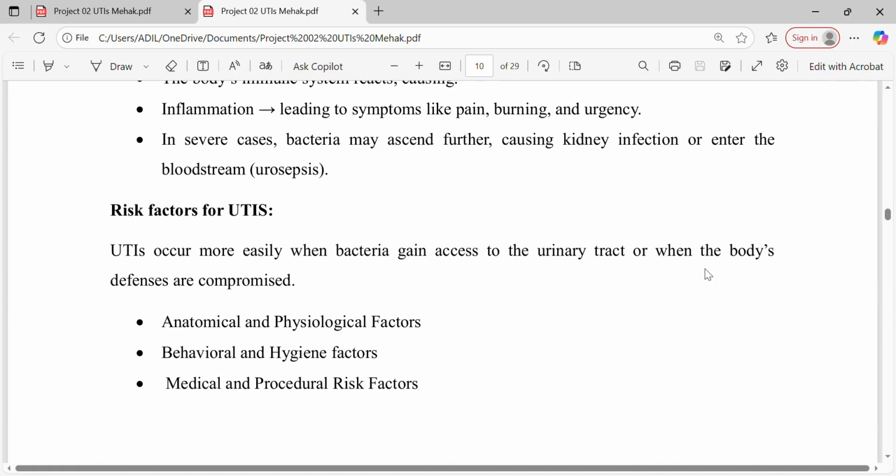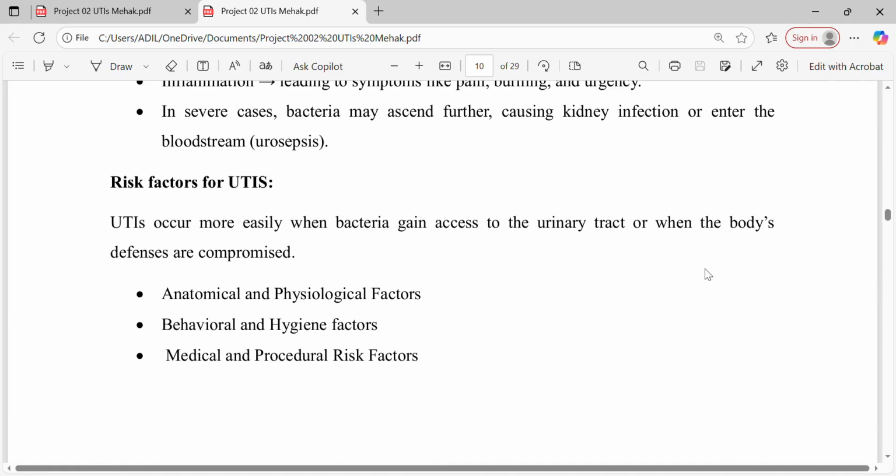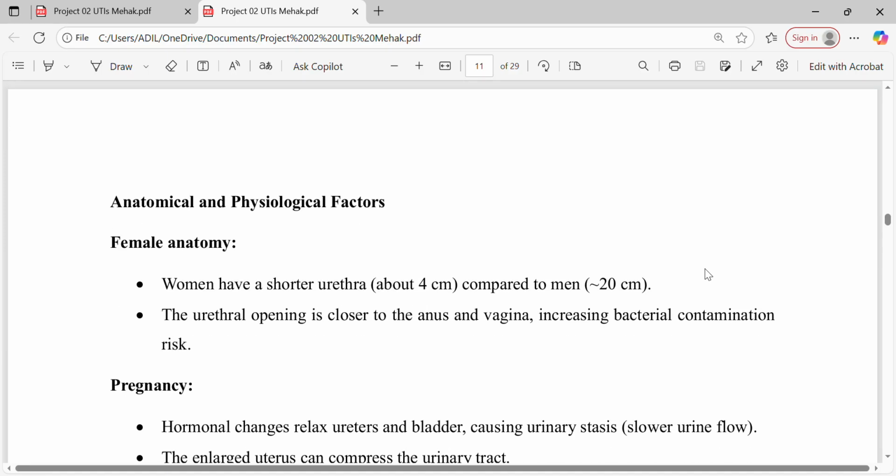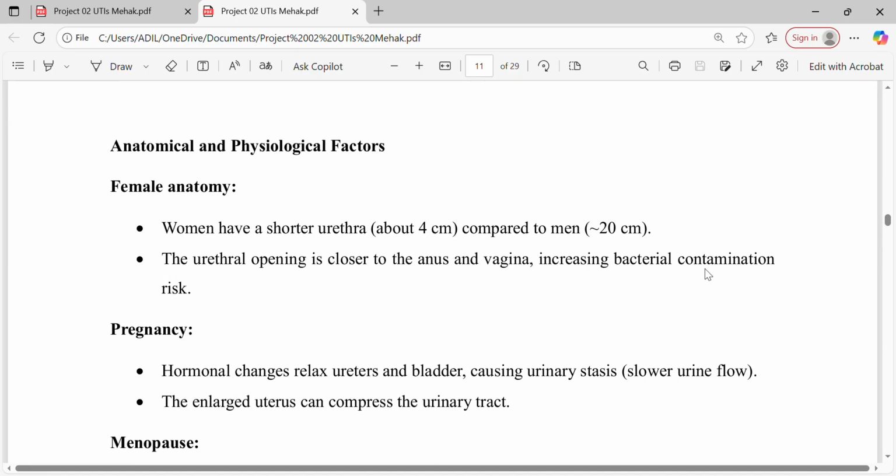Risk factors. UTIs occur more easily when bacteria gain access to the urinary tract or when the body's defenses are compromised. Anatomical and physiological factors, behavioral and hygiene factors, medical and procedural risk factors. Anatomical and physiological factors. Female anatomy. Women have a shorter urethra, about 4 cm compared to men, about 20 cm. The urethral opening is closer to the anus and vagina, increasing bacterial contamination risk.